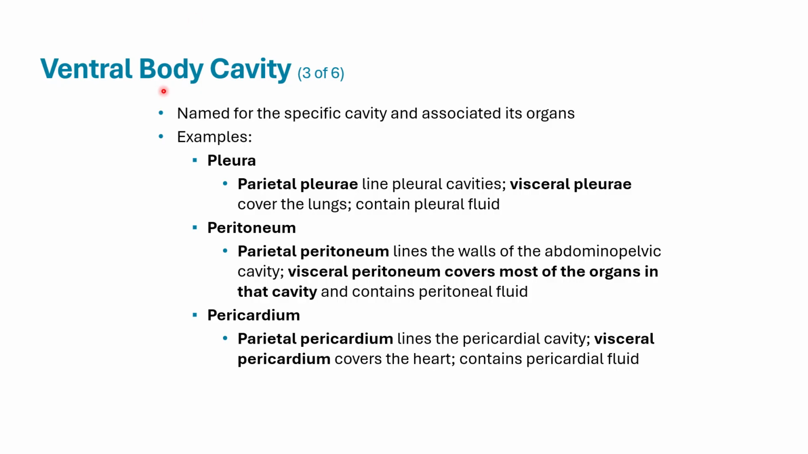All right. These ventral body cavities are named for what they're associated with. Okay, so we have the pleura. Okay, this lines the pleural cavities. The visceral pleura covers the lungs, etc. The peritoneum, the parietal peritoneum, lines the walls of the abdominopelvic cavity. The visceral peritoneum covers most of the organs in that cavity. And the pericardium covers the area around the heart.